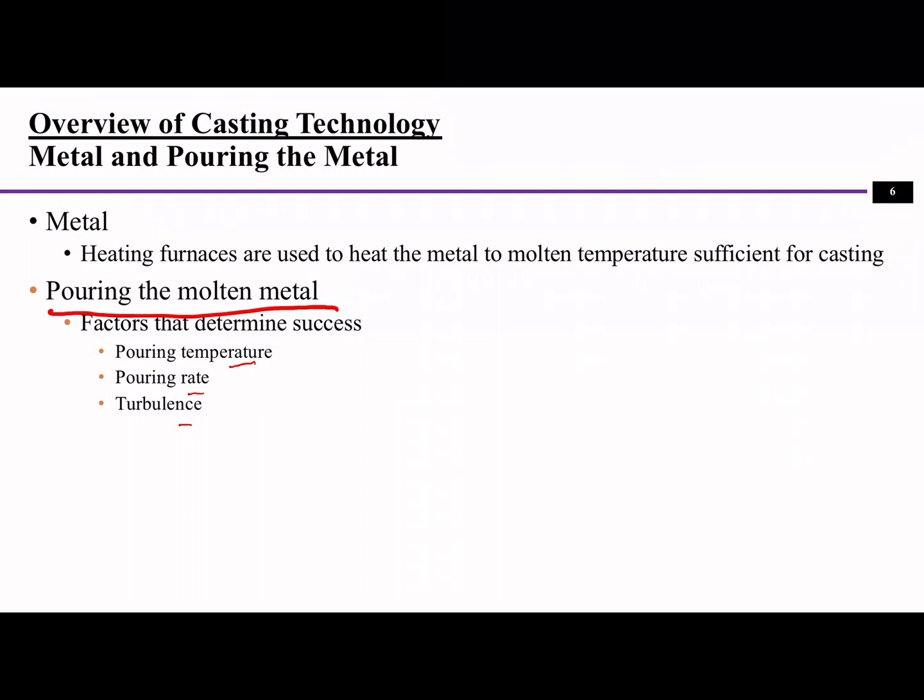And the same with turbulence. Turbulence might create some forces within the liquid, and it is also going to cause an imbalanced distribution of the material in the cavity. So when you are pouring the molten metal, you have to be careful and make sure you have a constant speed, constant flow, and also a good pouring temperature.